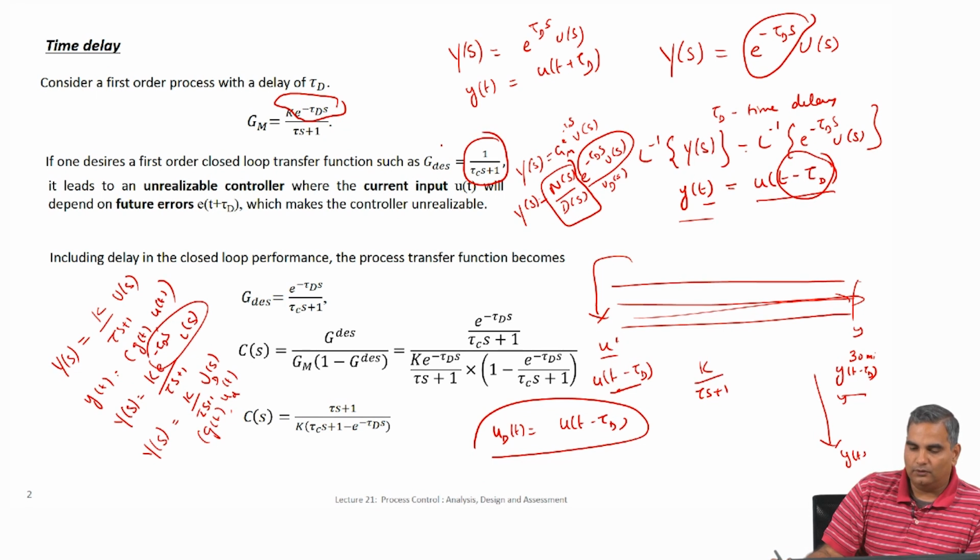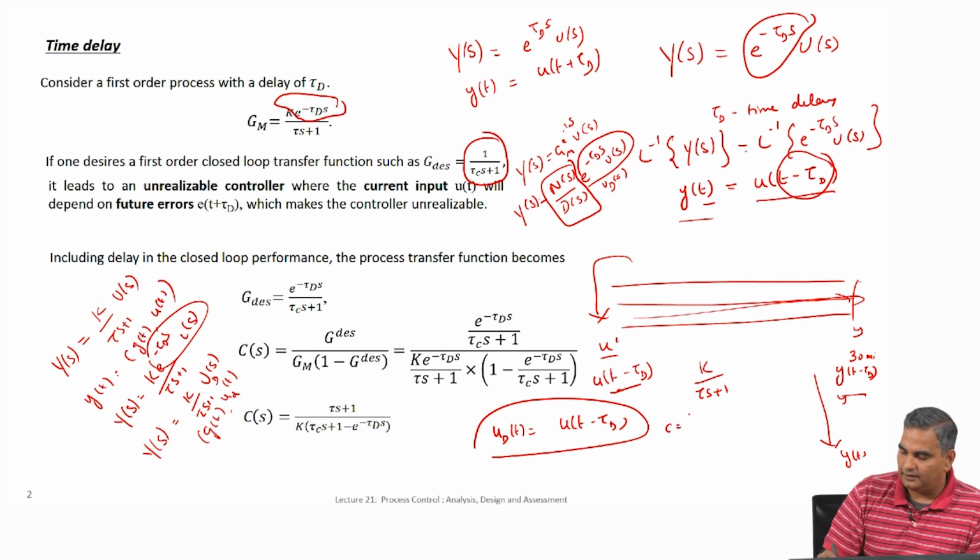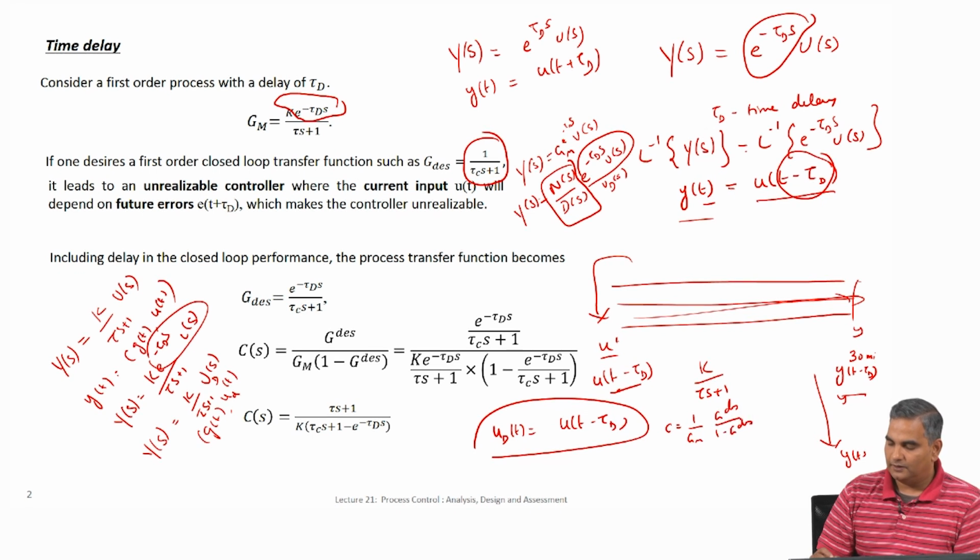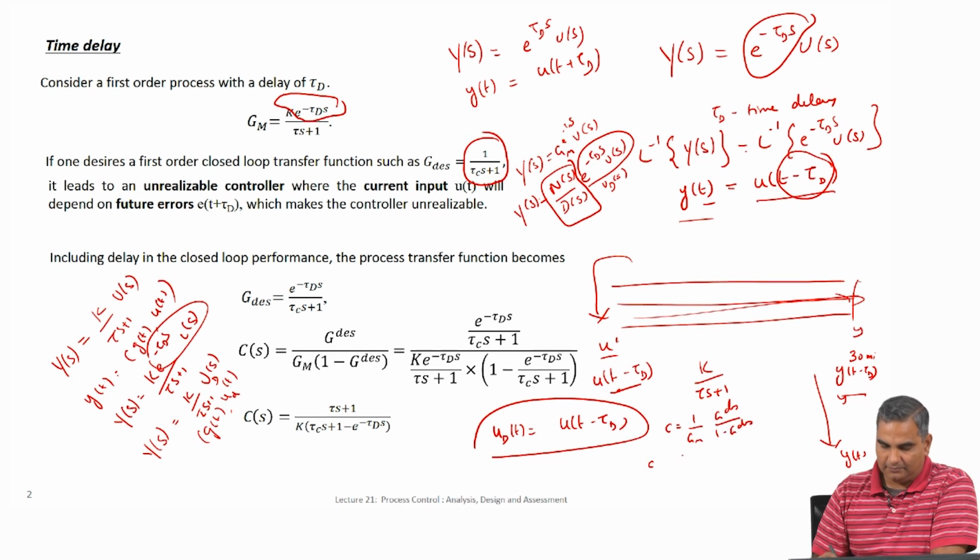Okay. So, to see that, I am going to show you a very simple computation. Remember the controller is basically 1 over Gm, times G desired. In this case, 1 over Gm is going to be (tau s plus 1) divided by k e power minus tau d s. Let us assume the G desired is something I have here: 1 over (tau c s plus 1), divided by 1 minus 1 over (tau c s plus 1).